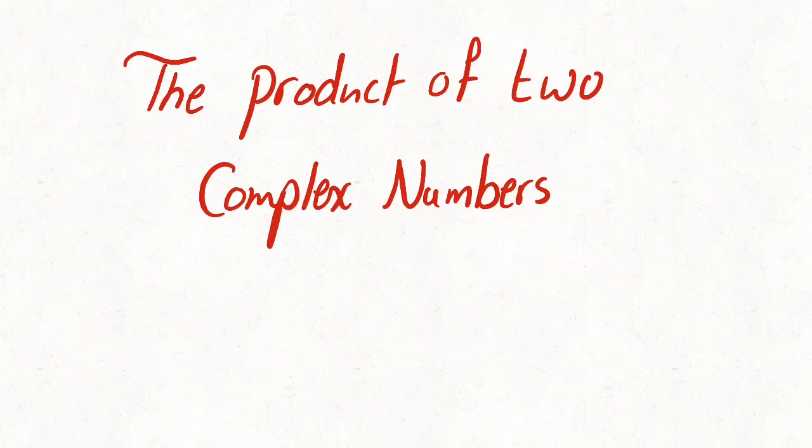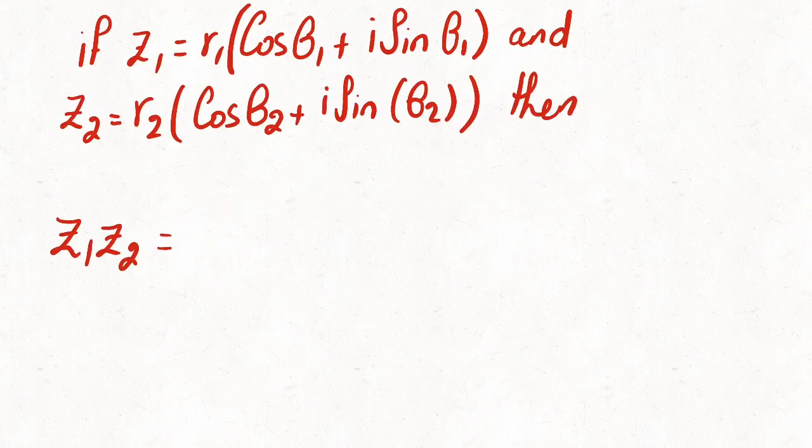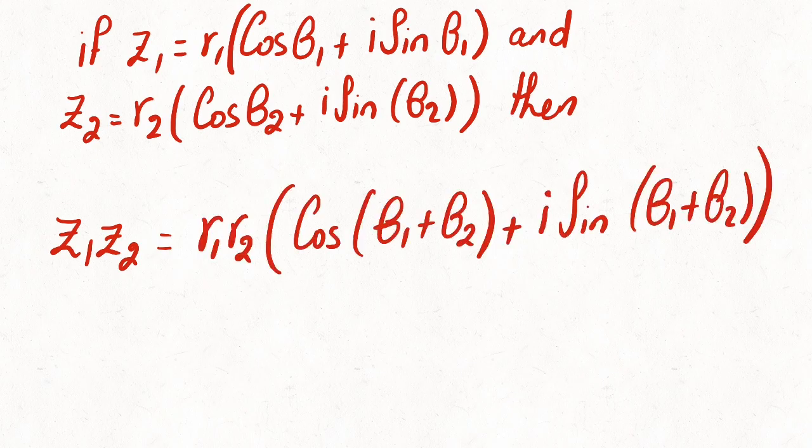The product of two complex numbers, of course, in the polar form. If you have two polar numbers, z1 and z2, then the product is basically r1 r2 times the bracket cosine of theta 1 plus theta 2 plus i sine of theta 1 plus theta 2. Please just focus on the rule in front of you.